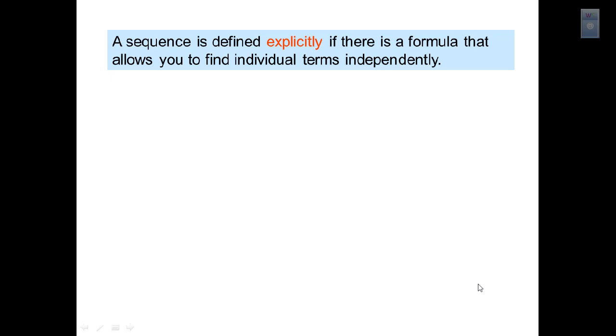Now, a sequence is defined explicitly if there is a formula that allows you to find individual terms independently. In other words, if you wanted to find the fifth term, if there is an equation or a formula that you can use to just plug in 5 for n and find that value, that is defined explicitly. For example, here is an example of an explicitly defined function. They tell you that a sub n is negative 1 to the n power over n squared plus 1. If we wanted to find a sub 5, we would just go over to this side and plug in a 5 here for n and a 5 here for n, calculate what we get, and that would be the fifth term.